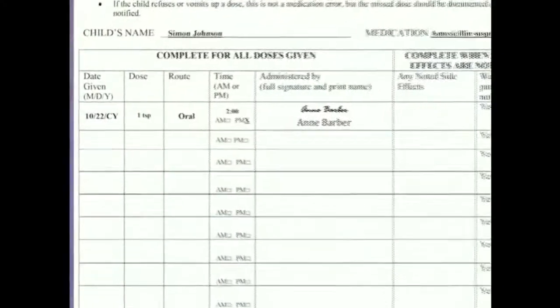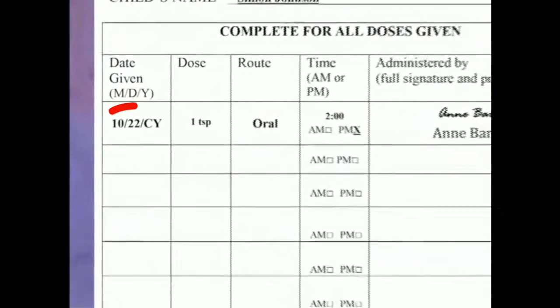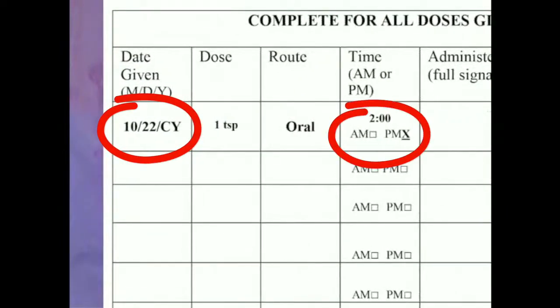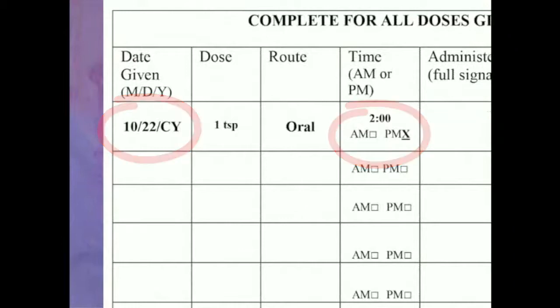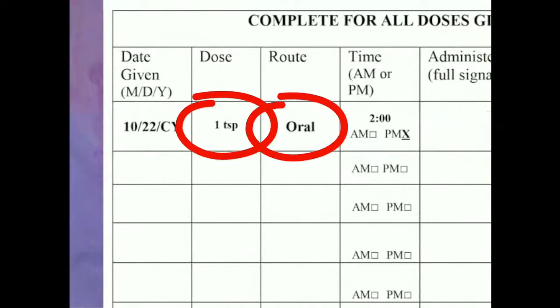Always document the dose in ink. Write down the actual date and time when you gave the medication. If you gave the dose earlier or later than scheduled, don't write the scheduled time, write the actual time you gave the dose, and be sure to include AM or PM in the time. Write down the actual dose you gave and the actual route by which you gave it. For instance, if you gave eye drops in the left eye, be sure to write left eye as the route.